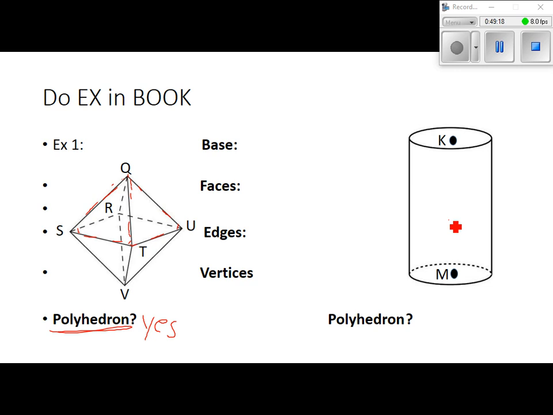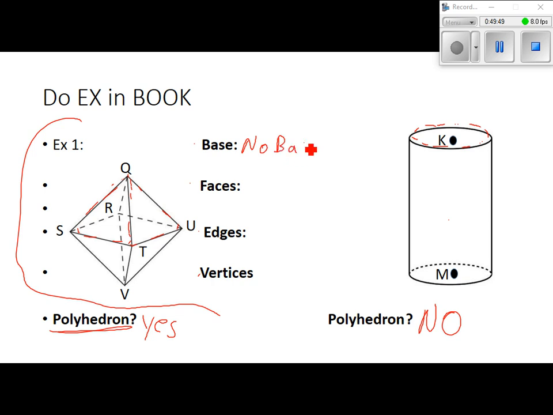We look at this second one and ask if it's a polyhedron. This face is a circle. That's not a polygon, so that one's no. And then for this first one, we're just going to do all the bases, faces, edges, vertices, and so on. So the base for this, well, this certain polyhedron doesn't have a base.